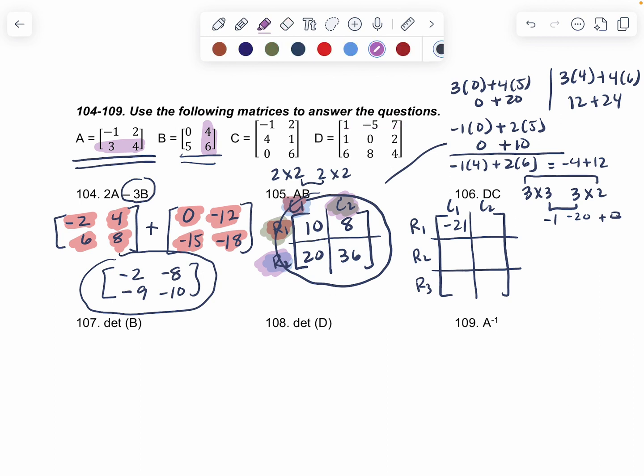For the second one, we have row 1 of D and column 2 of C. This one is going to end up being 1 times 2, which is 2, negative 5 times 1, which is negative 5, and 7 times 6, which is 42. So that's going to be negative 3 plus 42, which is 39. And then looking at the other ones, row 2, column 1.